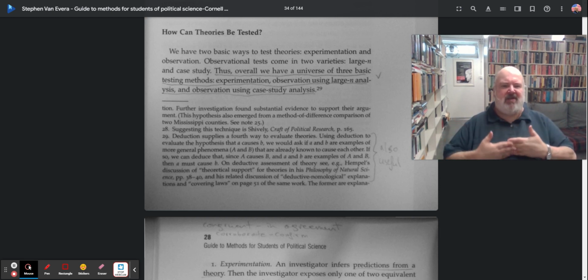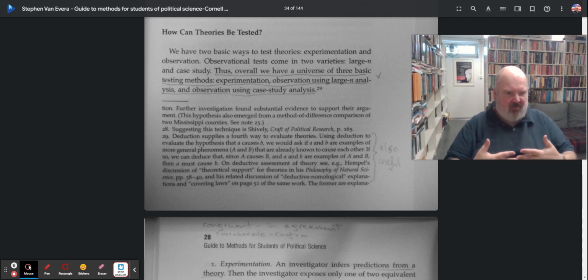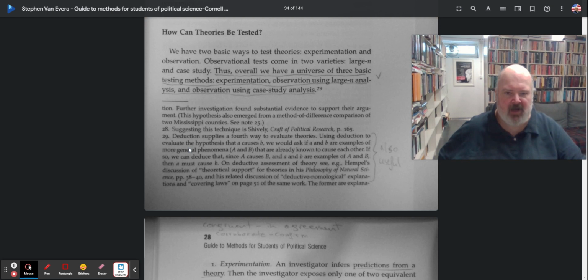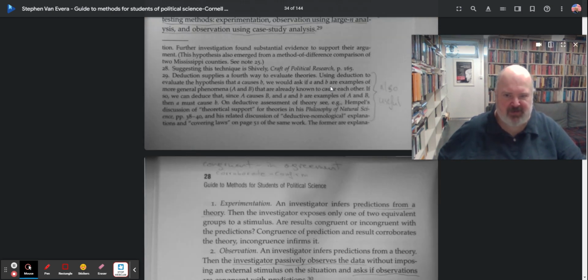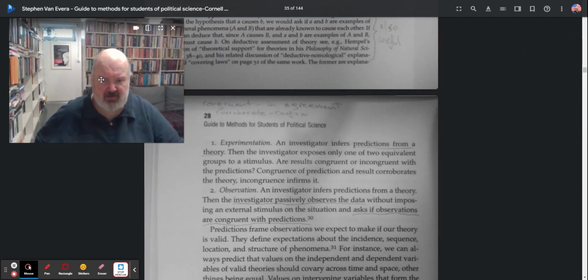Testing, what do we mean by testing? Testing is basically a means to determine whether something is valid or not valid, true or false. Does it really reflect what is being claimed? We do this in different ways. He'll go on to these three ways we can test: experimentation, large-scale analysis, and case study.